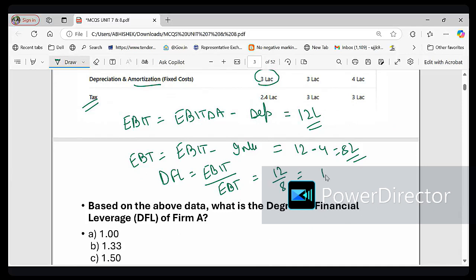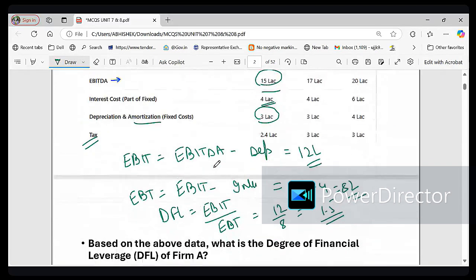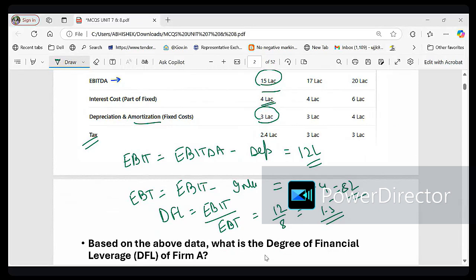So what will it be? 1.5, right? So the correct answer to this question is option C, 1.5. This is the step you have to follow to solve such type of problem. Yes, option B, obviously EBT is 8 lakh.